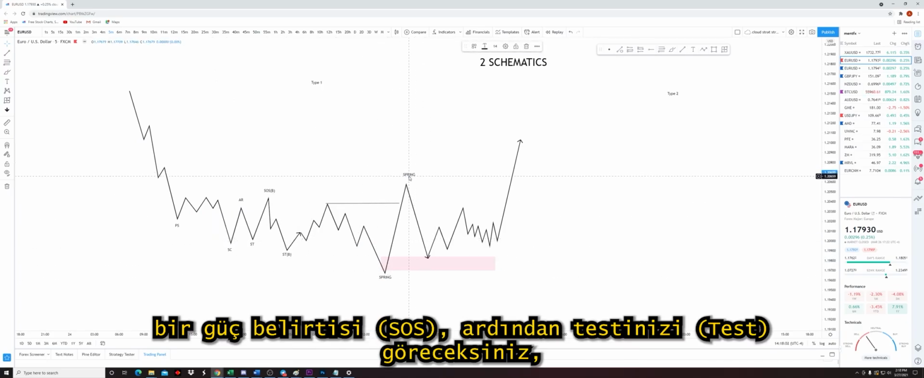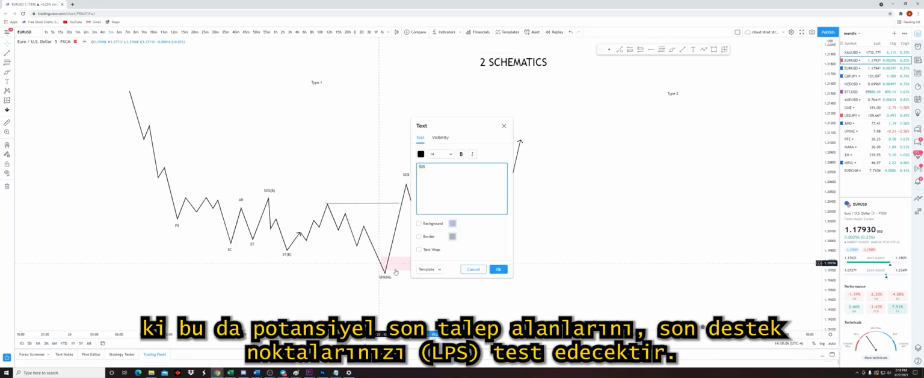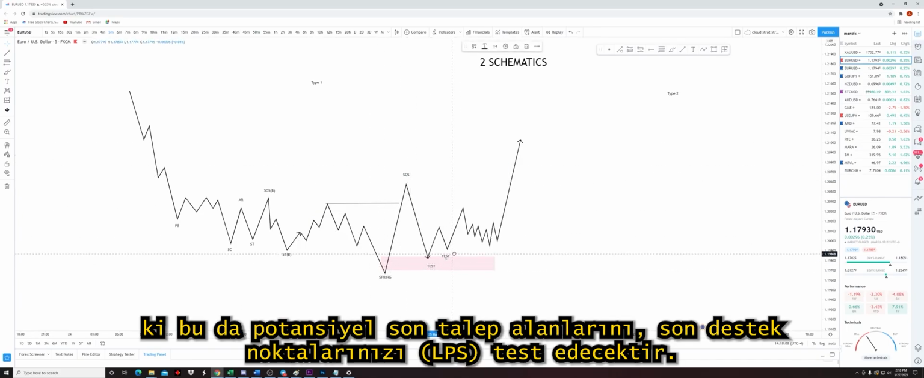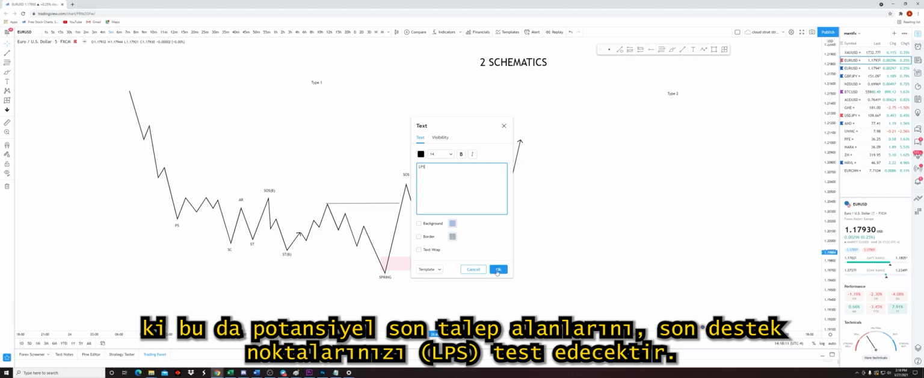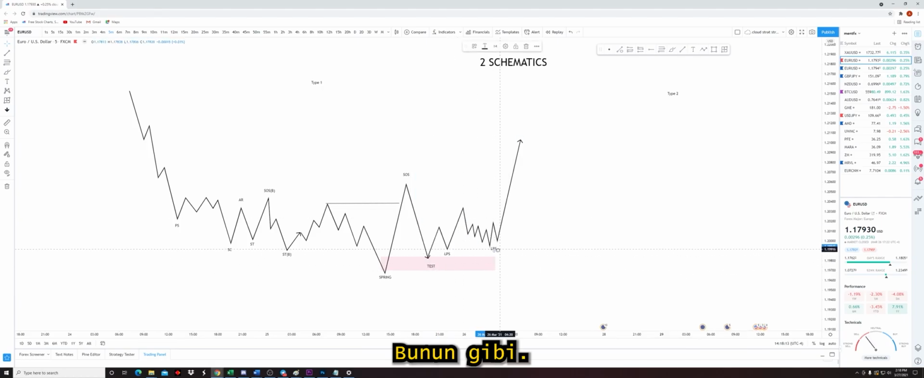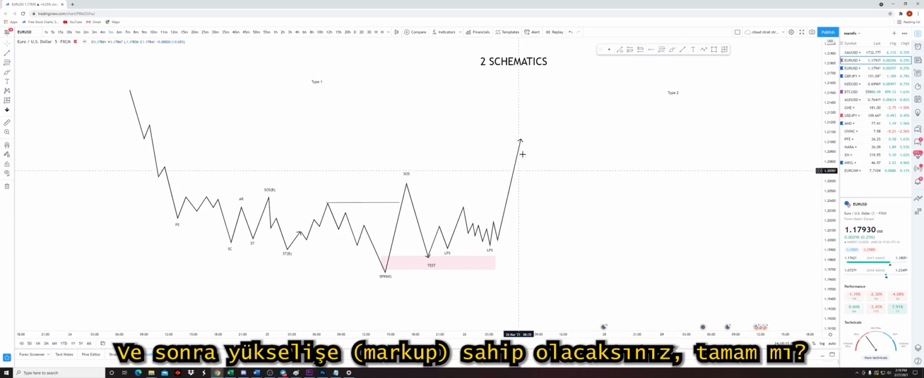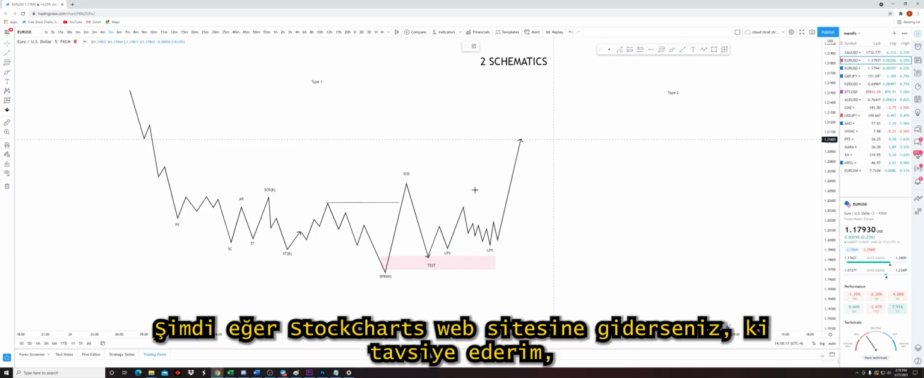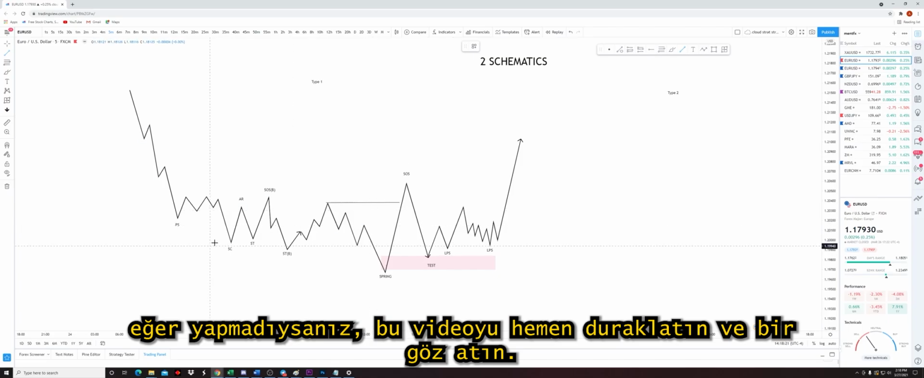After the spring, you will usually see a sign of strength, followed by your test, which will test potential last areas of demand into your last points of support, like so, and then you'll have the markup, okay? And then price will take off. Now, if you went to the stock charts website, which I advise you do, if you haven't, pause this video right now and just go take a look.